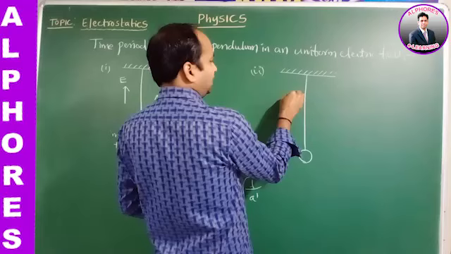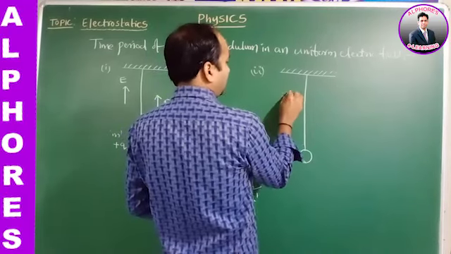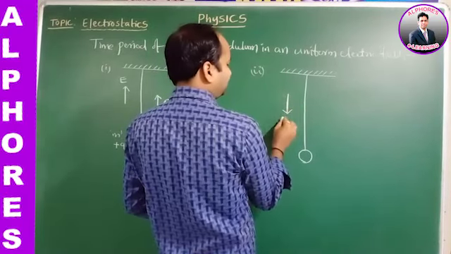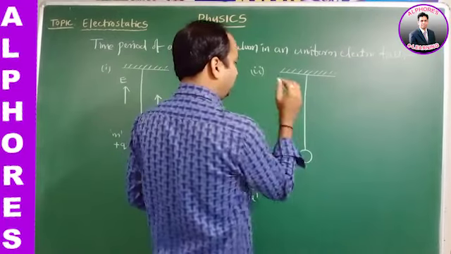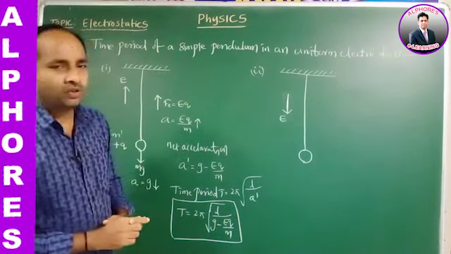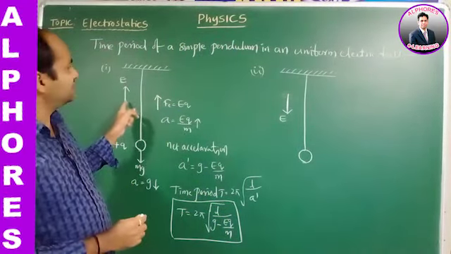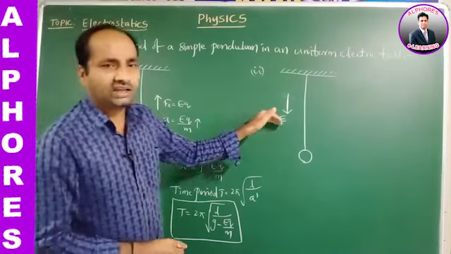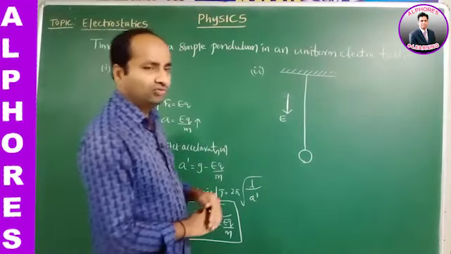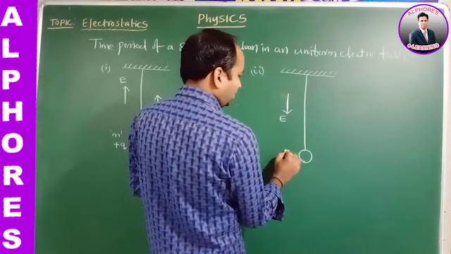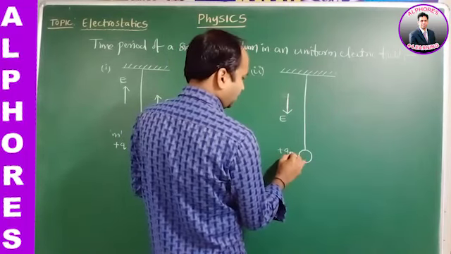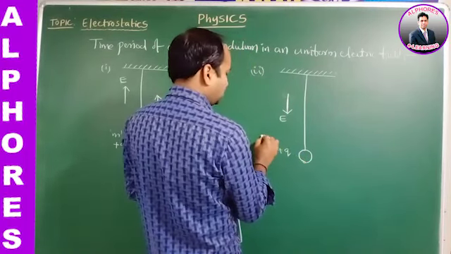Now let us take again the electric field. Let the electric field be applied in the downwards direction. In the first case, the electric field was upwards. Here the electric field is applied along the downwards direction. We are taking the same positive charge here, and the mass is also m.